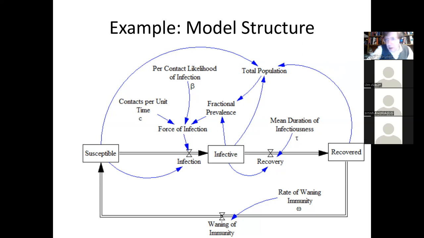When will an outbreak occur? When that's what? Bigger than one or less than one? It will occur when it's what? Greater than one. Darn right. So let's suppose it's two. Each infective infects two people. So they start infective. By the time they recover, they've infected how many people? Two, right? If it's two.